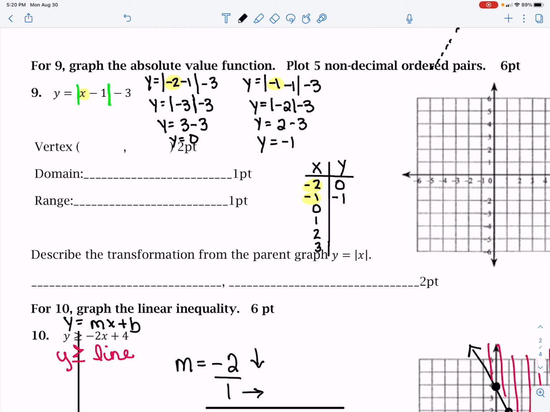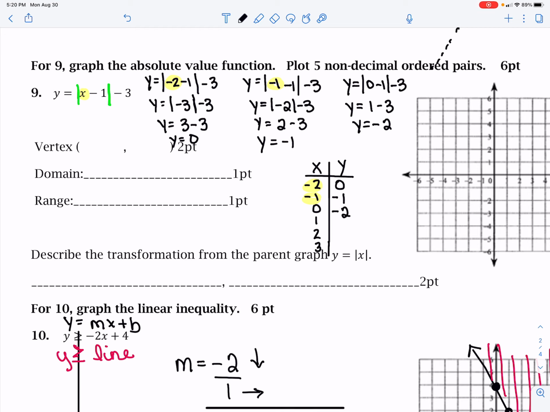All right, let's do one more. So we have y equals the absolute value of 0 minus 1, minus 3 on the outside. So y equals, well, 0 minus 1 is negative 1. The absolute value of that is 1. So y equals negative 2.